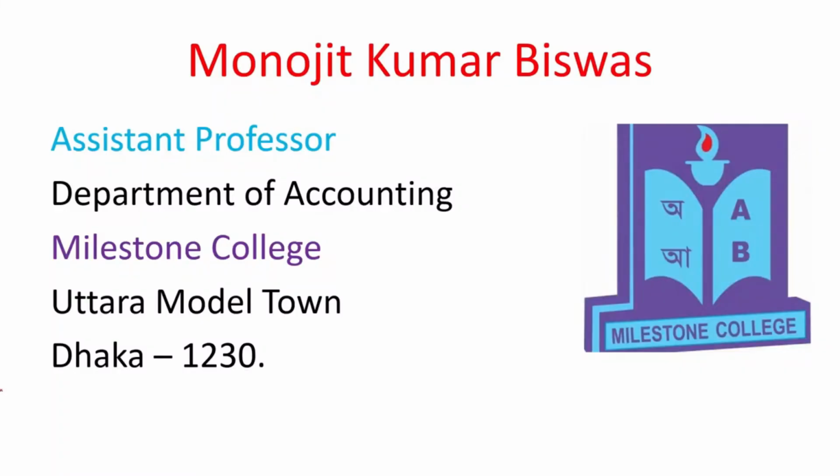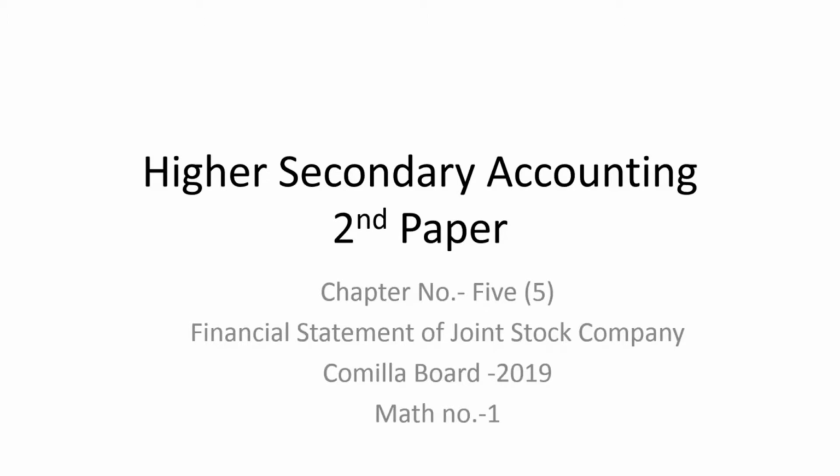My dear students, today I want to solve a very important math from chapter number 5, that is financial statement of joint stock company. Comilla Board 2019, math number 1. My dear students, let's go to see the math.